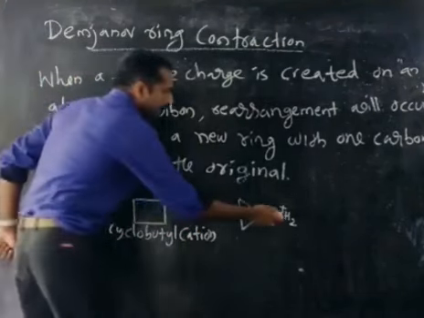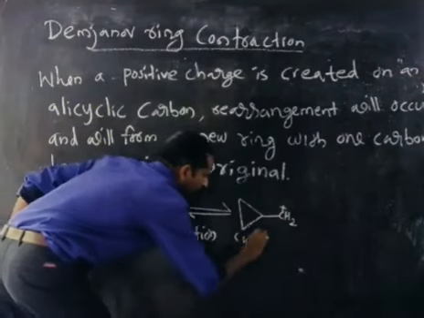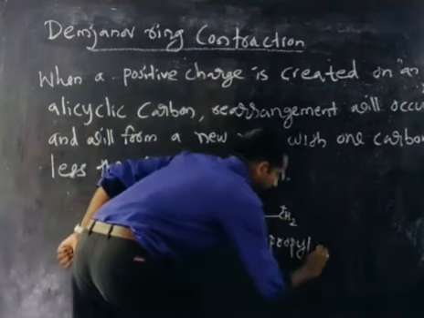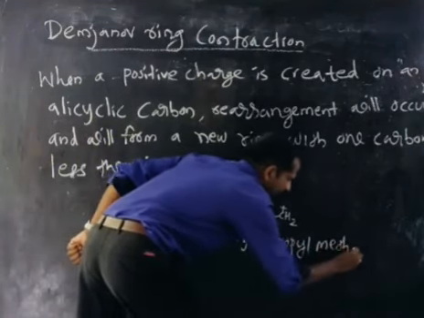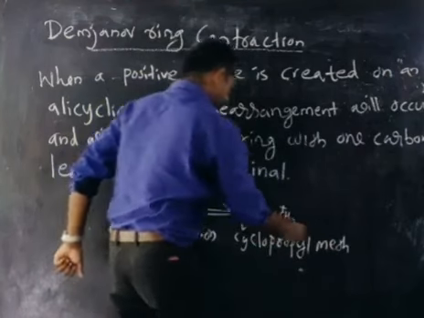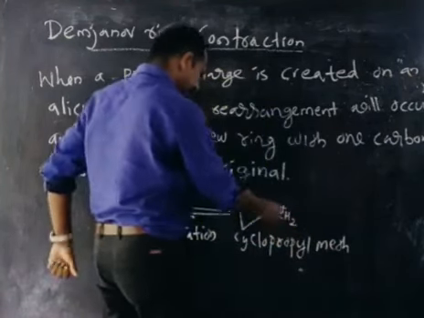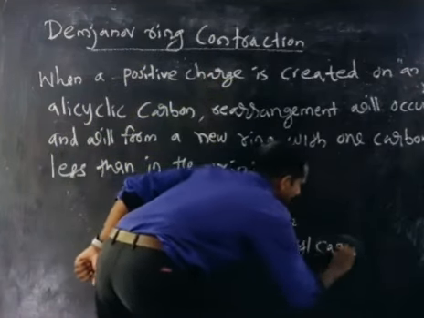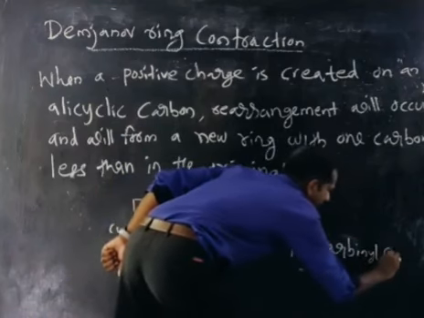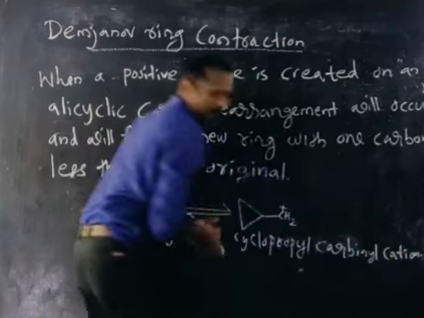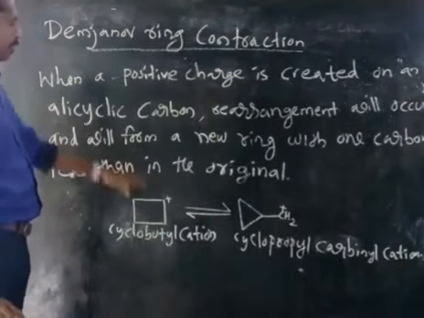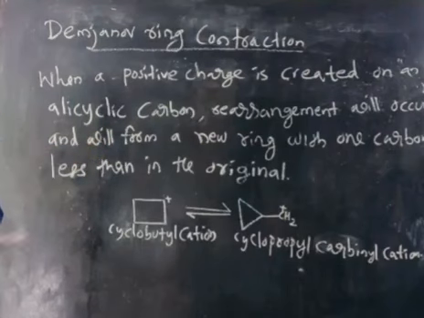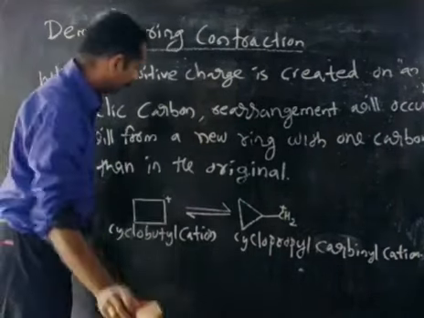And what is the name of this cation? This is cyclopropyl methyl, or this is cyclopropyl carbinyl cation. Another name is carbinyl cation. Okay. So this is an example of the Demjanov rearrangement. Now we will go to the mechanism of the Demjanov rearrangement. Clear? Okay.